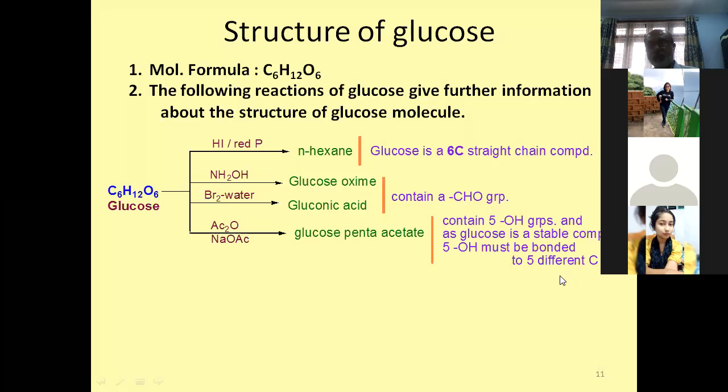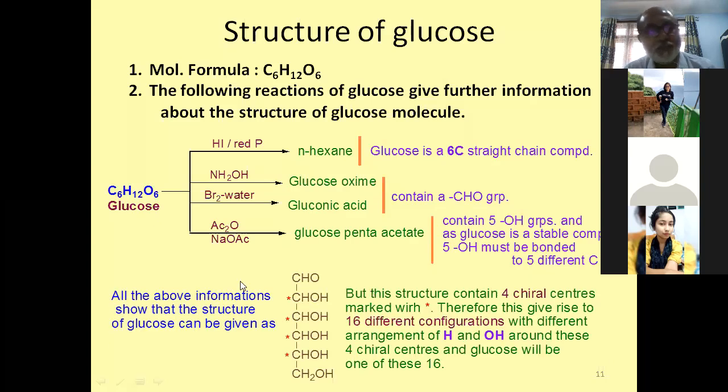we get 5 different carbons. So our structure is clear now. What is the structure then? It is a straight chain of 6 carbon atoms. One carbon is the aldehyde group. The aldehyde group always has to be at one corner. So the first carbon atom is the aldehyde, and the other 5 carbon atoms must have the 5 OH groups. So for that we get this structure. All the above information shows that the structure of glucose can be given as this: CHO, then CHOH, CHOH, CHOH, CHOH, CH2OH. So this is the structure that we can get.